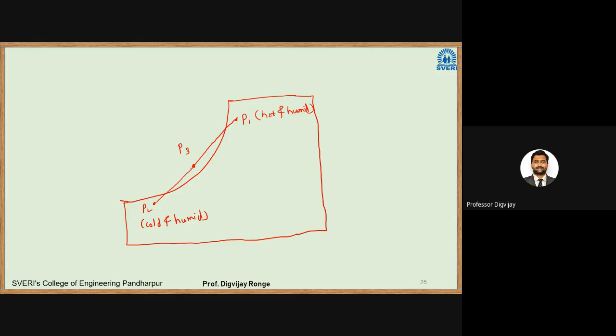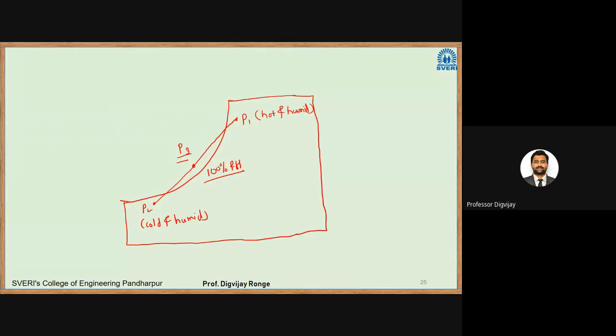Okay. So as you see, point P3 is outside of the 100% RH curve. 100% RH curve means this air is saturated. Point P3 lies outside it. Okay, so that means here the air is saturated. That means there will be a dew formation.